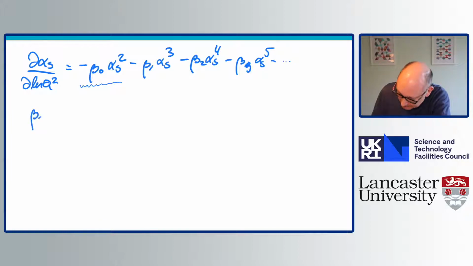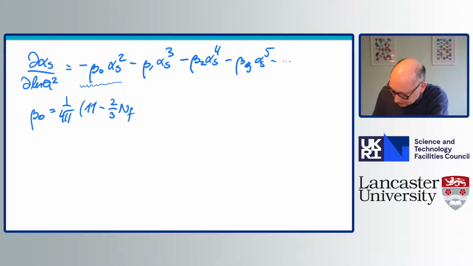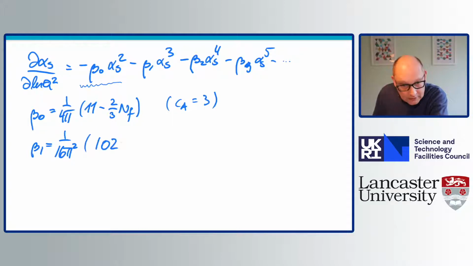Now, secondly, the first two beta function coefficients will actually be independent of the renormalization scheme. So we can write them down here: beta 0 is 1 over 4 pi, very famous, times 11 minus 2/3 n_f. This is for the number of colors equals 3, and beta 1 is equal to 1 over 16 pi squared times 102 minus 38 over 3 n_f.